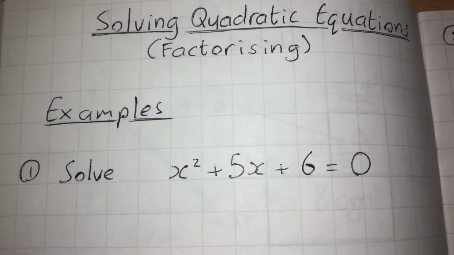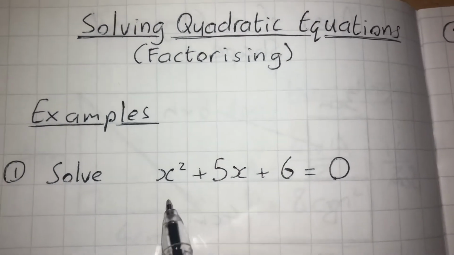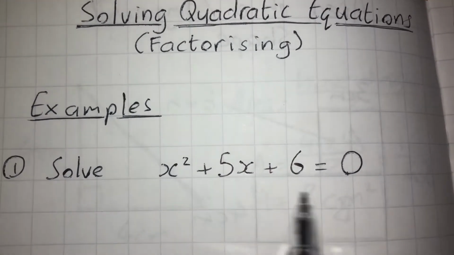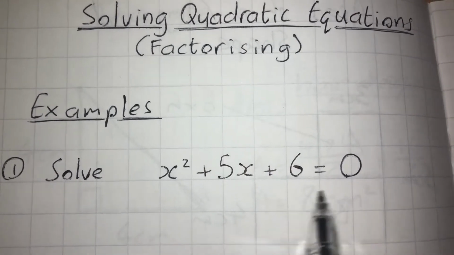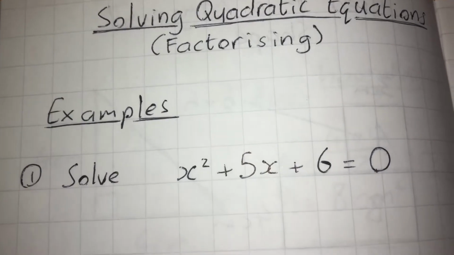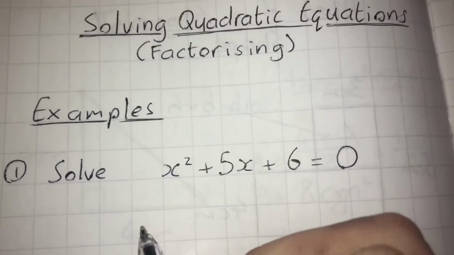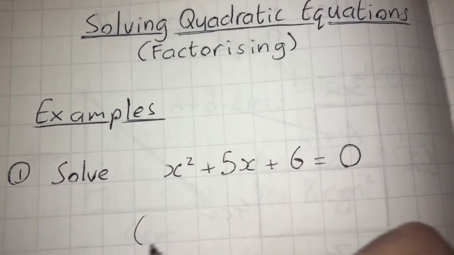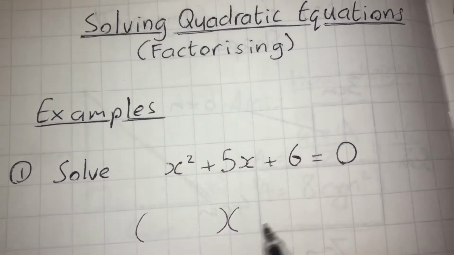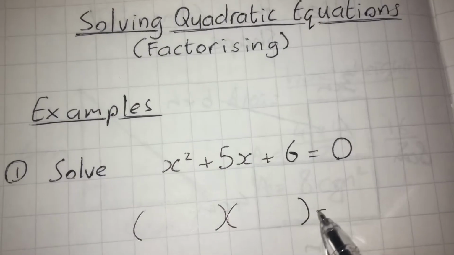Okay, so when we look at factorizing something like this, we're going to factorize the left hand side. So x squared plus 5x plus 6 equals 0. The 0 is kind of irrelevant at the minute. When we factorize a quadratic, same as when we factorize a quadratic expression, we're working in reverse and we're putting brackets back into the equation.